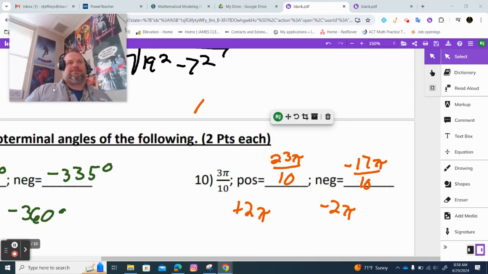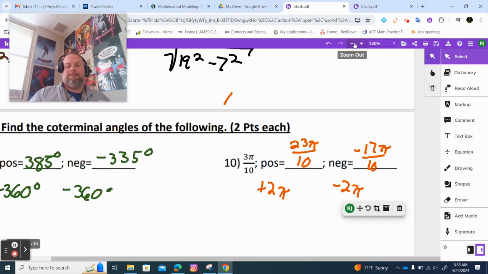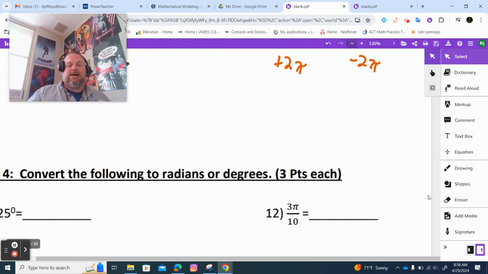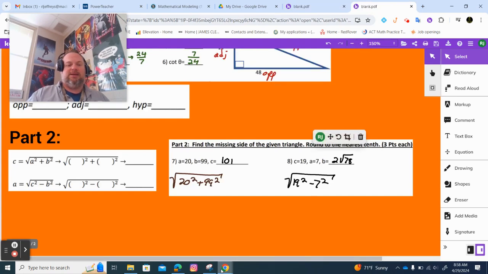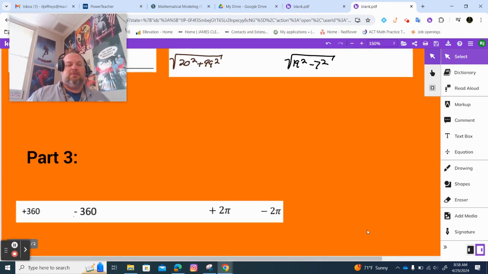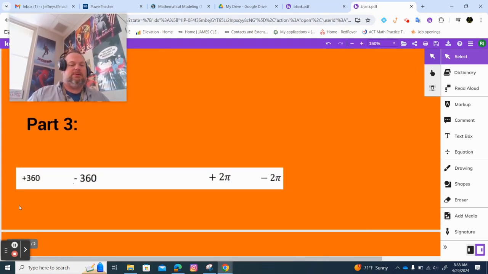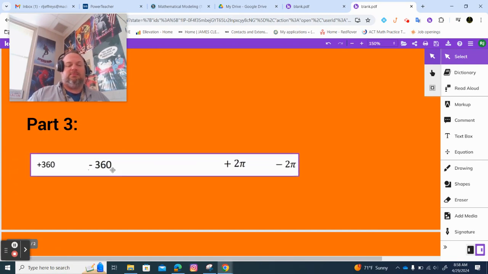All right. Are we good with 9 and 10? Mm-hmm. All right. And that's what I also had on my part 3, was literally adding, and that's what I put. That's it. That's all I put for part 3. I'm kind of a minimalist on that one.